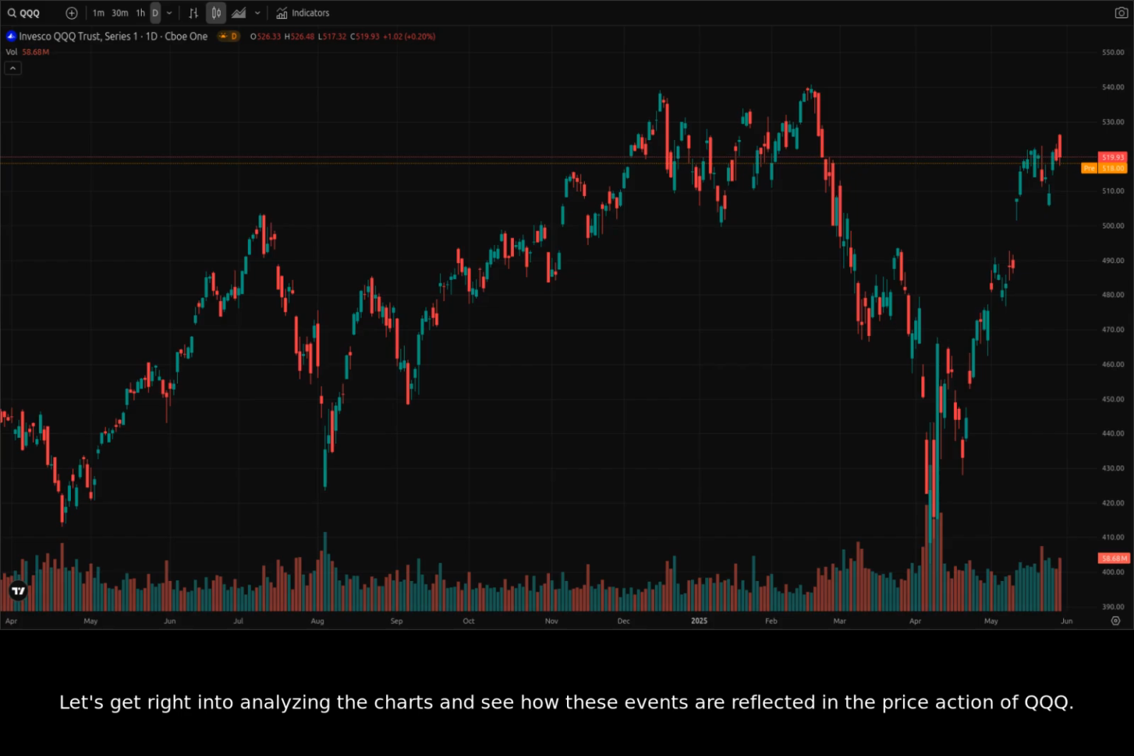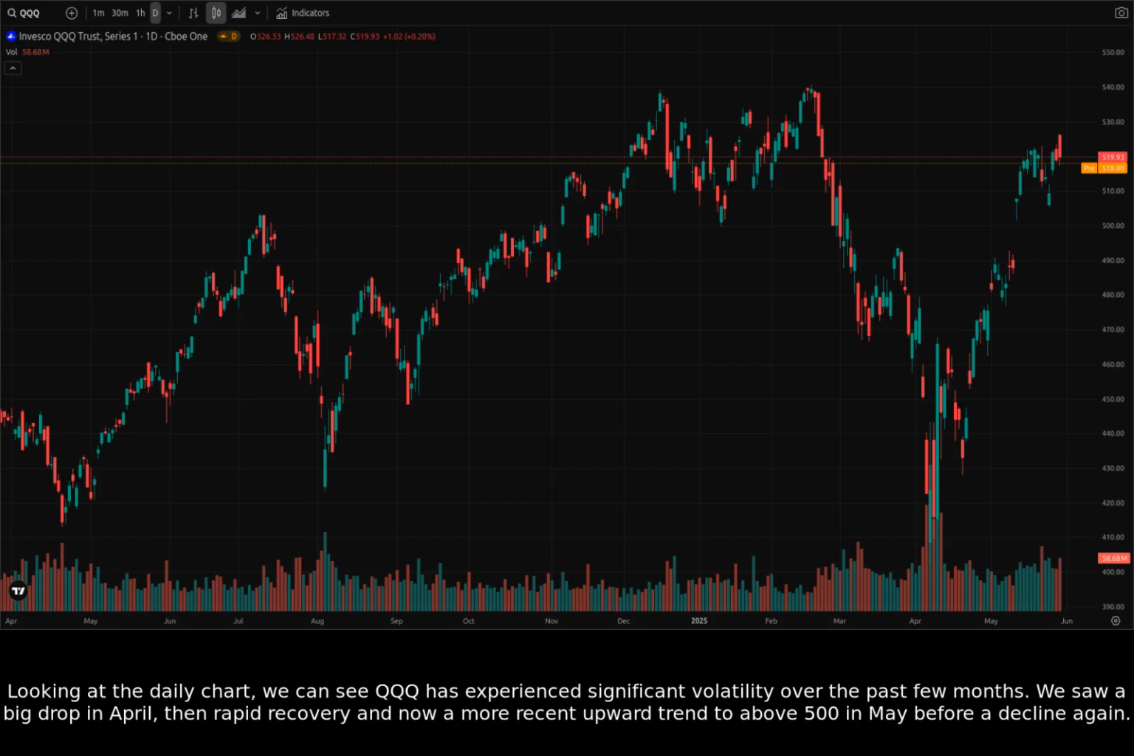price action of QQQ. Looking at the daily chart, we can see QQQ has experienced significant volatility over the past few months. We saw a big drop in April, then rapid recovery, and now a more recent upward trend to above 500 in May before a decline again.